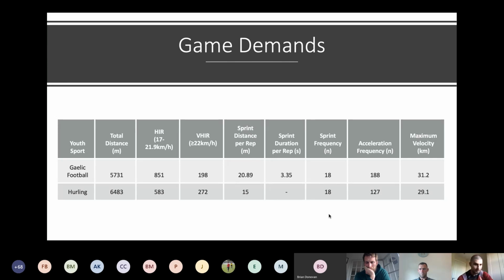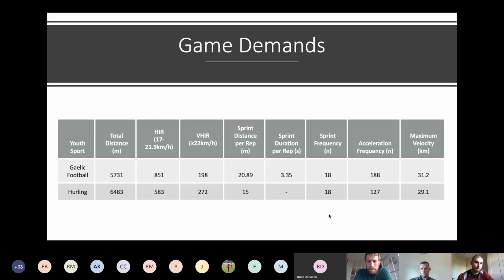So the reps that they cover, 20 meters per rep, the duration of the sprints, the amount of sprints they do, the big number of accelerations and the frequency of them. And then another key area that we're going to be talking on is the max velocity that the players experience in a match. We're going to talk about training those really.